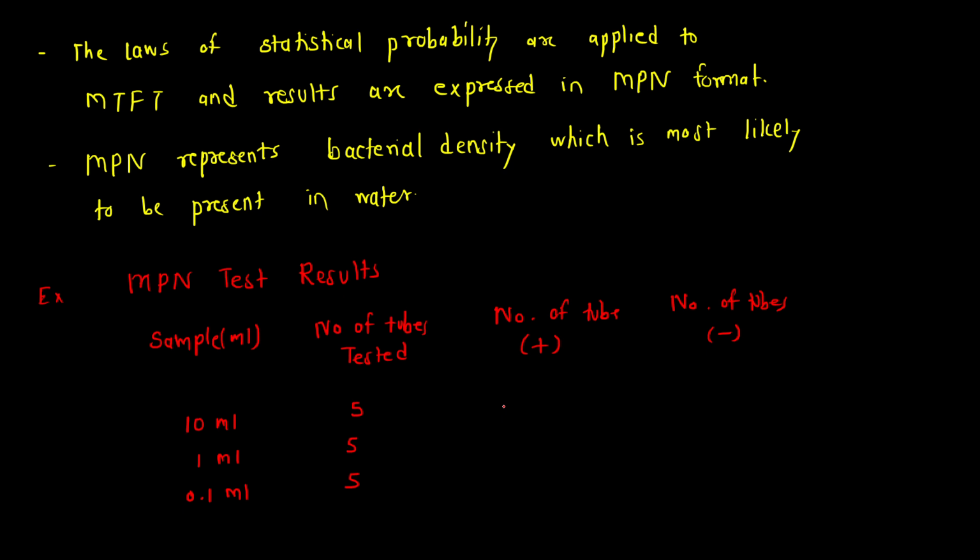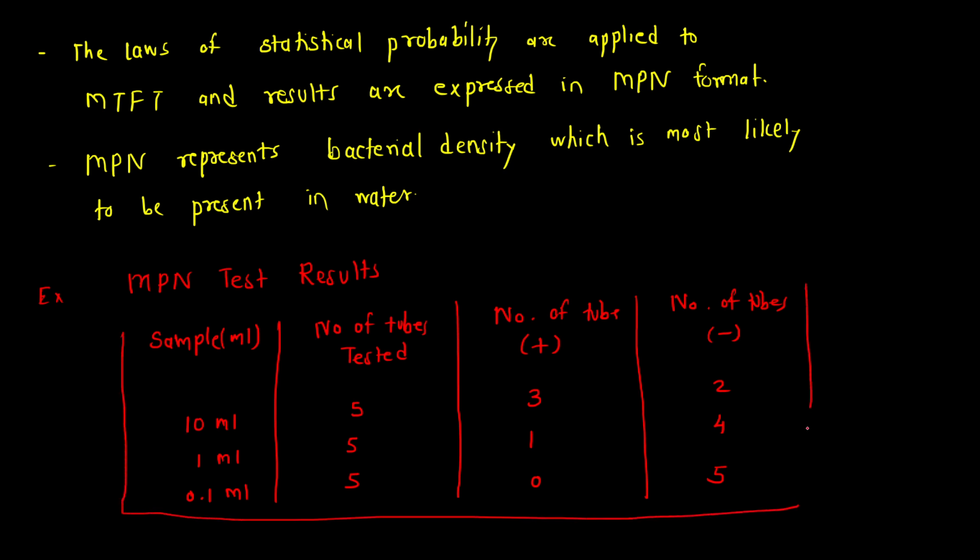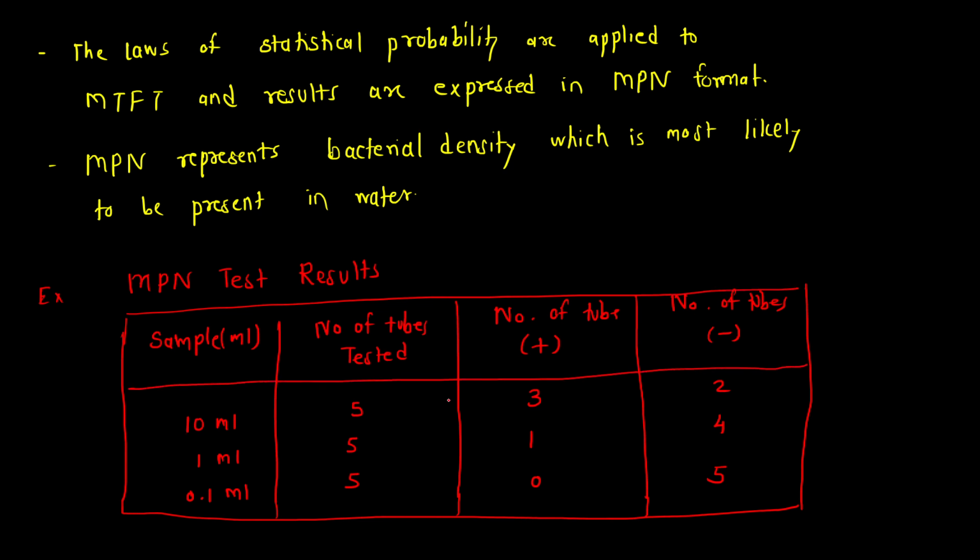Out of these 5, if gas bubbles are formed in 3, then this will be 3, the remaining will be 2. Out of 5, if gas bubbles are formed in only 1, then the number of positive is 1, then 5 minus 1, 4. Similarly, let's take an example of 0 and 5. Okay, so this is how the test results are given. Now the problems on this we will discuss in the next video, how to analyze this and some problems we will see. But this table you have to understand.